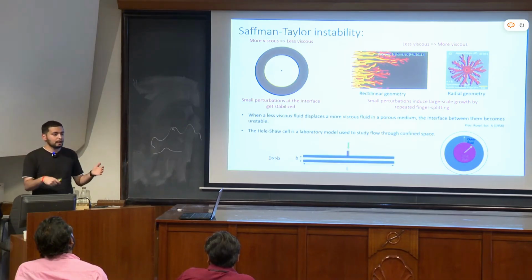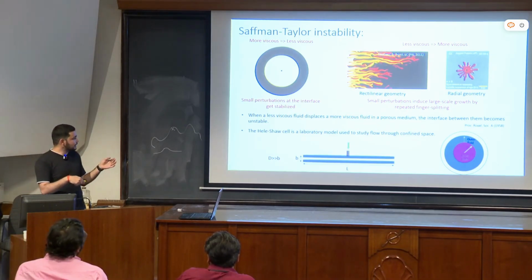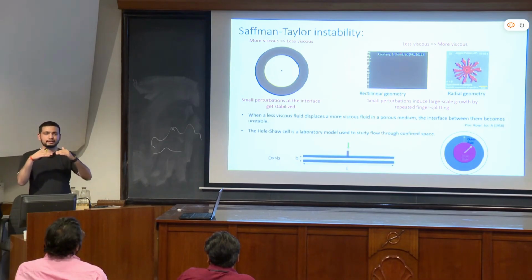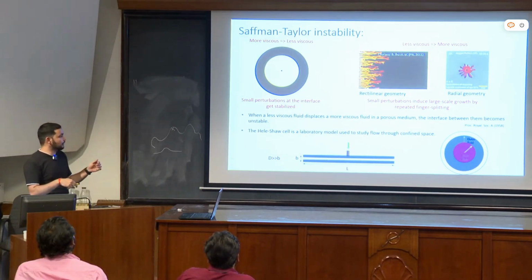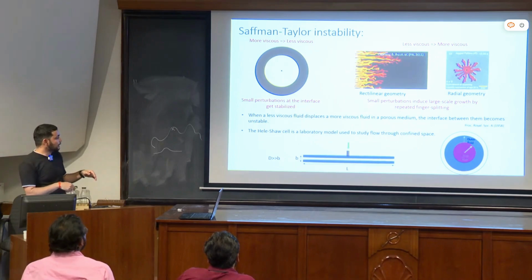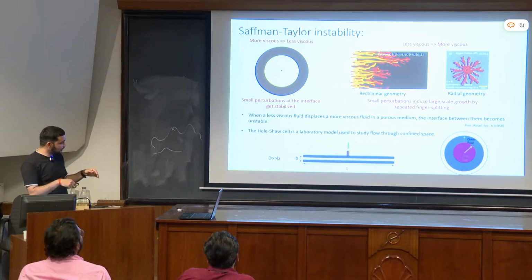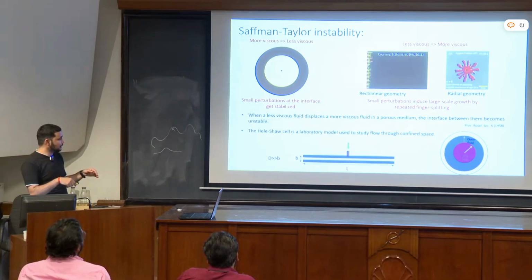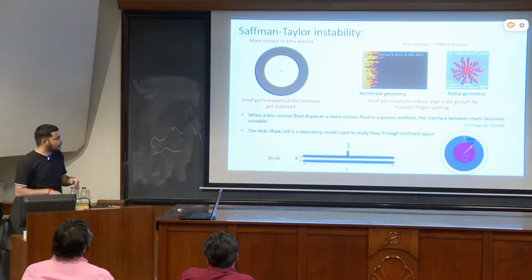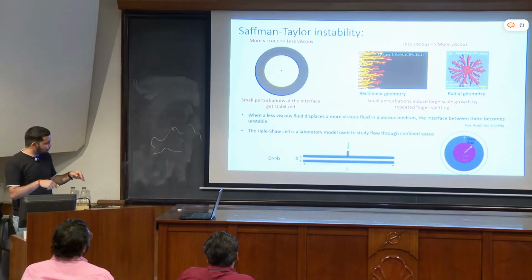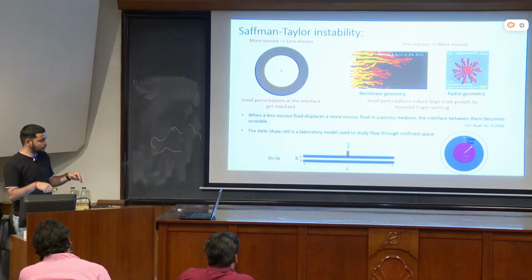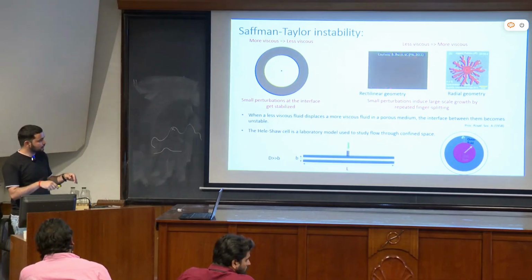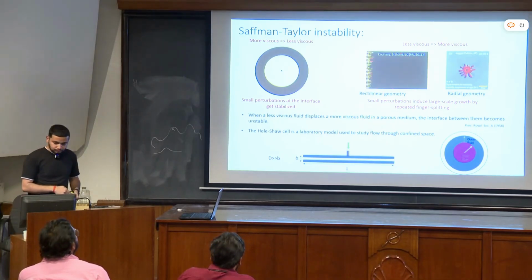Why this happens is because, let's imagine this less viscous fluid is displacing a more viscous fluid. Imagine a perturbation that gets developed, and at the tip of this perturbation the pressure will be highest, and so is the velocity, because it follows Darcy's law. This is why in this situation the perturbation grows. Okay, so why study these kinds of instabilities?